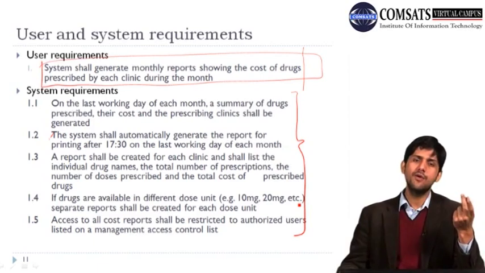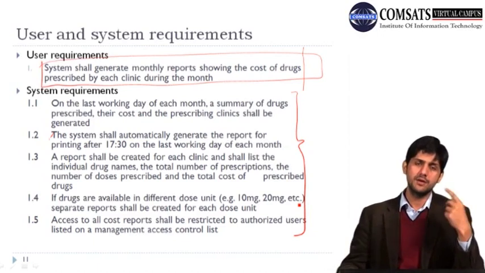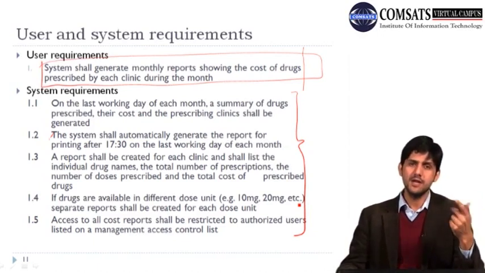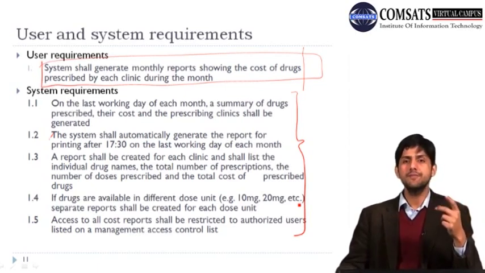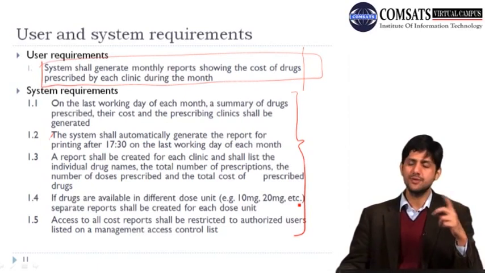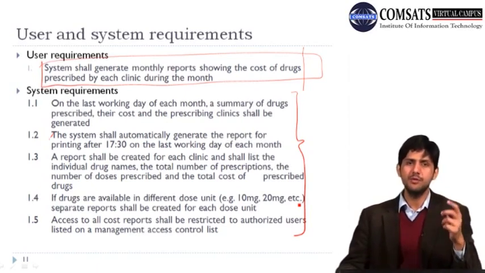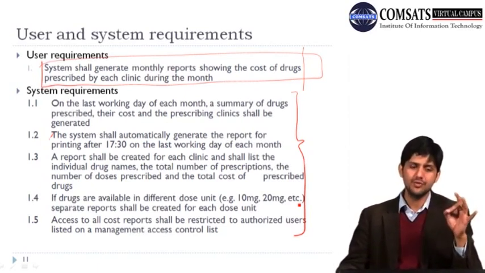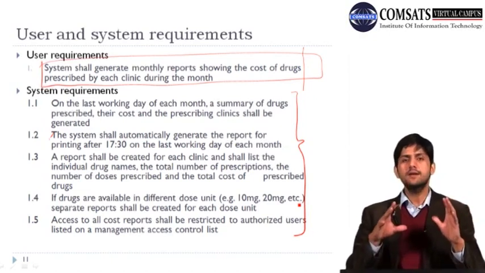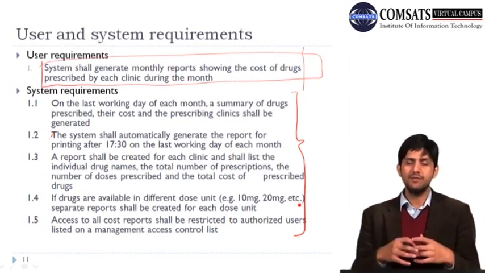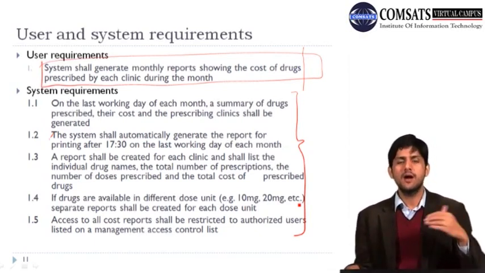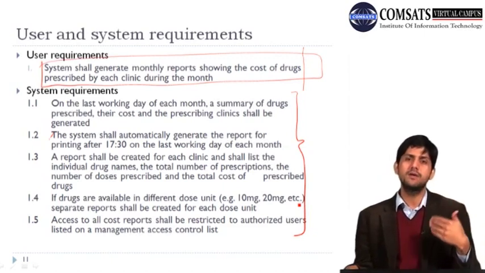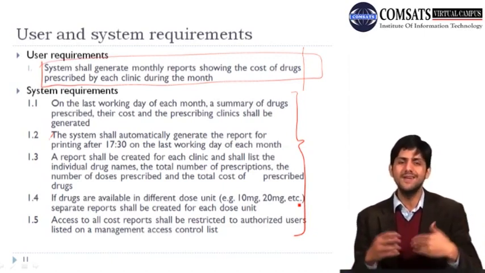Then you're saying that you want this report for each particular clinic. You not only want to specify which drug is prescribed, but in which quantity it is prescribed and what the dosage of that particular prescribed medicine is. And then you're also limiting all this information to only authorized users. Not everybody who works in this company should be able to view these reports, only authorized users. So you can see the level of abstraction: when we are specifying requirements for the users, they are at a very high level of abstraction, whereas system requirements are very, very detailed.